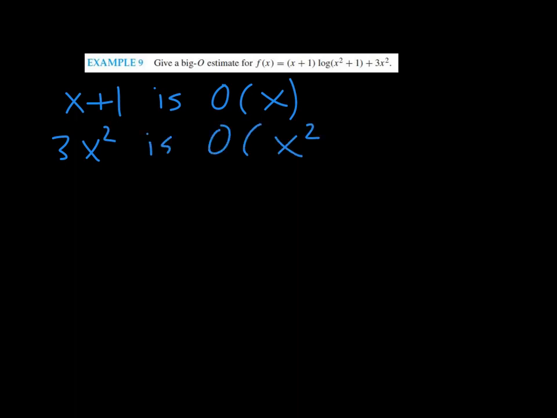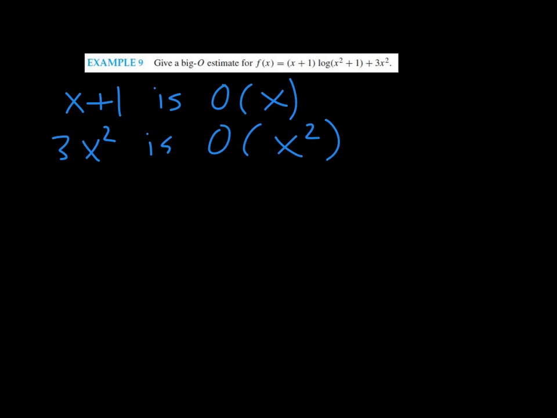And we finally come to this last one. Now, I want to give a big O estimate of f of x equals the quantity x plus 1 times the log of the quantity x squared plus 1, plus 3x squared. The only thing that's going to give us any difficulty is this piece right here, because we almost immediately get that x plus 1 is big O of x. It's just a polynomial. And 3x squared is big O of x squared, because again, it's just a polynomial.